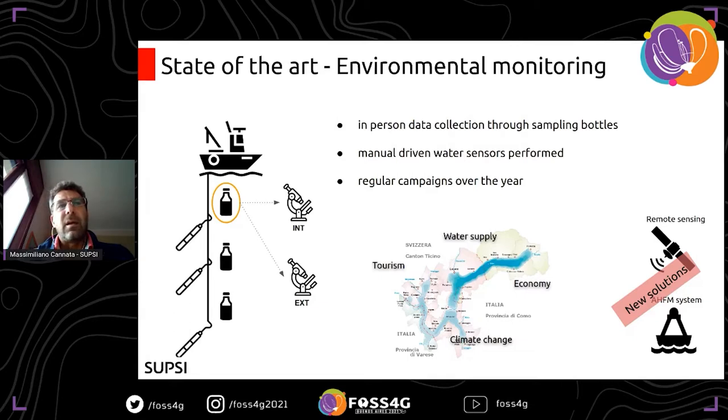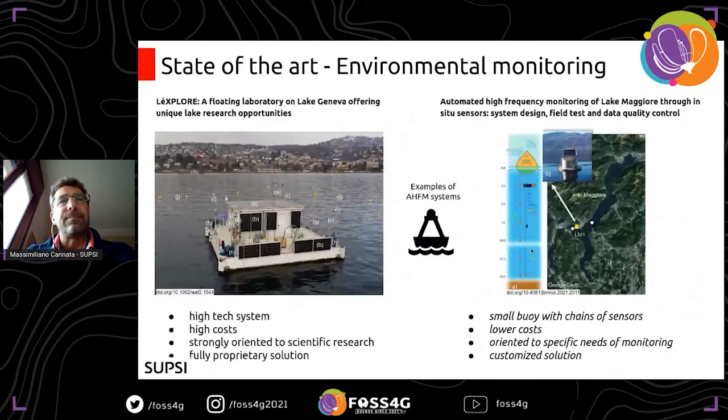years like this. Of course, you see that in this way it's almost impossible to react to different phenomena that can happen in the lake within a shorter time interval than a single month. There are different options with new solutions. One of them is remote sensing, but I'm not talking about this. This part has been addressed by the Polytechnic of Milan and CNR of Milan. While I'm talking about the automatic high frequency monitoring system, which is basically a sort of weather station that monitors the water quality in the lake.